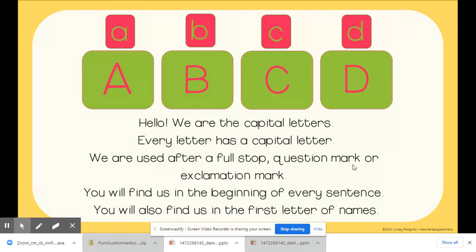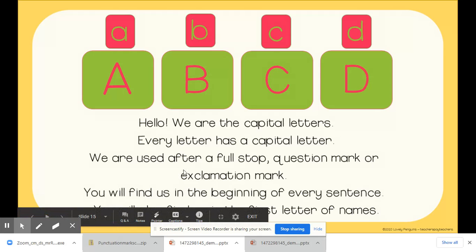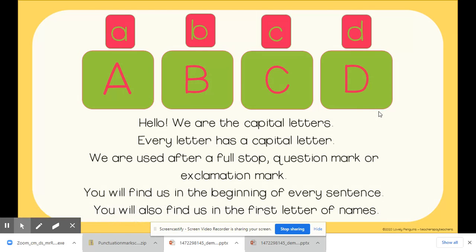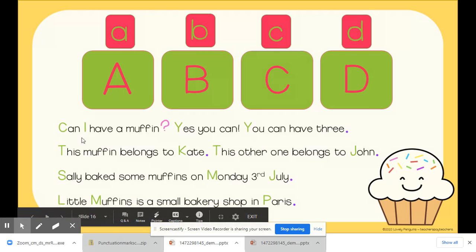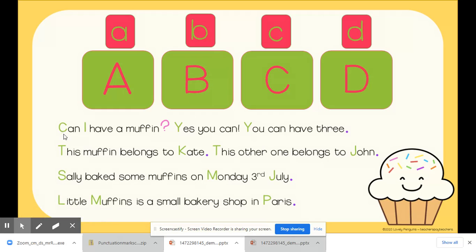So now we have capital letters. Every letter in the alphabet has a capital letter and a lowercase letter. Okay, we are focusing on the capital letters that we can find in the beginning of every sentence and the first letter of names, special names. So looking at this story, notice the capital letters are in green, punctuation marks are in purple.